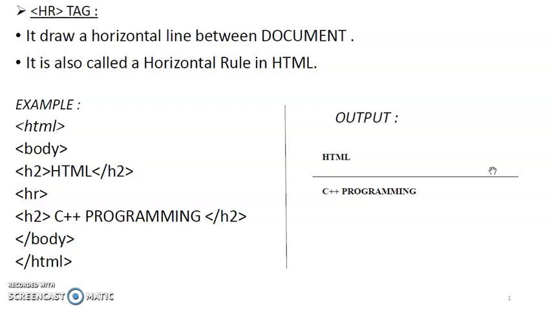Now see, your first is the HR tag. This tag is used to draw the horizontal line between the two documents. So this tag is also called the HR tag or horizontal rule. Okay, so you can see in this example, your first tag is what? Your HTML tag means what? Your HTML document is created.